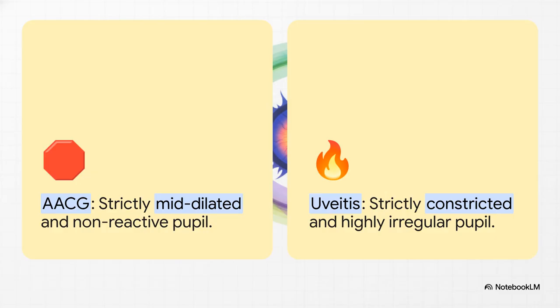And unlike that mid-dilated pupil we just saw in AACG, the pupil here is strictly constricted, or miotic. Plus, it's often highly irregular. Why? Because of posterior synechiae. The inflamed iris essentially gets sticky and actually adheres directly to the anterior surface of the lens.